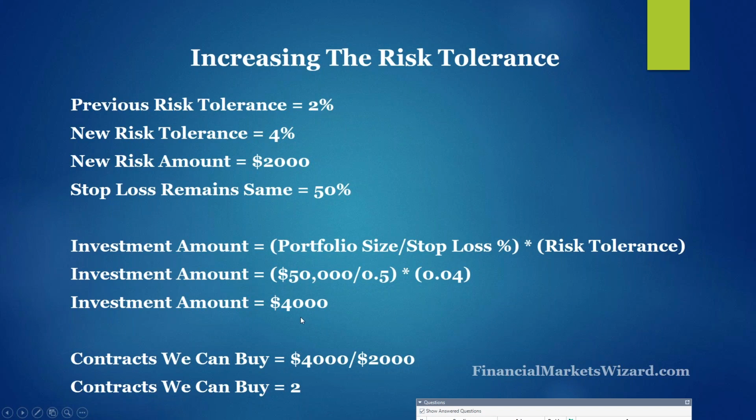So if the Amazon contracts were trading at 1,000, you could have bought 4. If it's trading at only 2,000, you buy only 2. So knowing this will keep you calm and give you confidence in your trade.